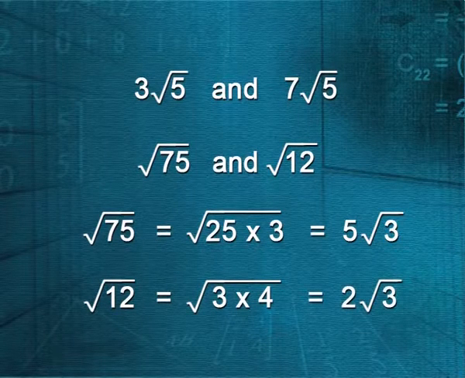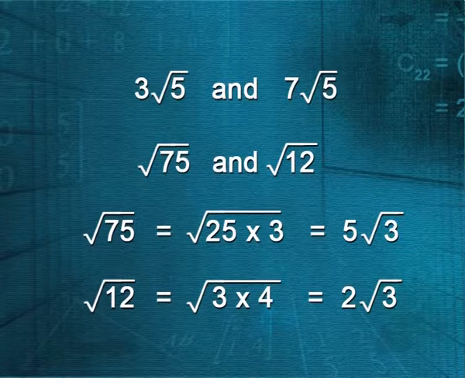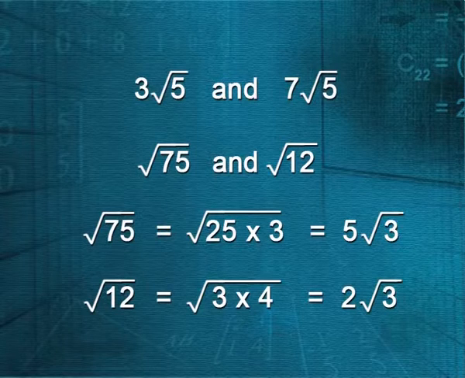Now, look at the two surds. Under root 75 is reduced to 5 root 3. Under root 12 is reduced to 2 root 3. Both have same irrational factor. What is that? Root 3. Therefore, these two surds are like surds.